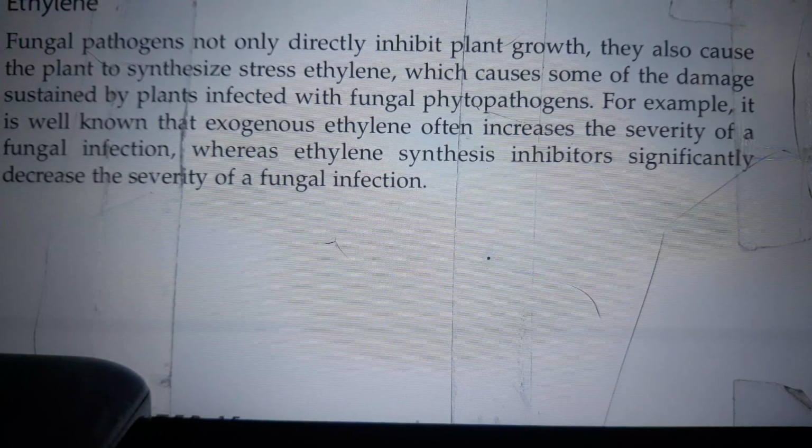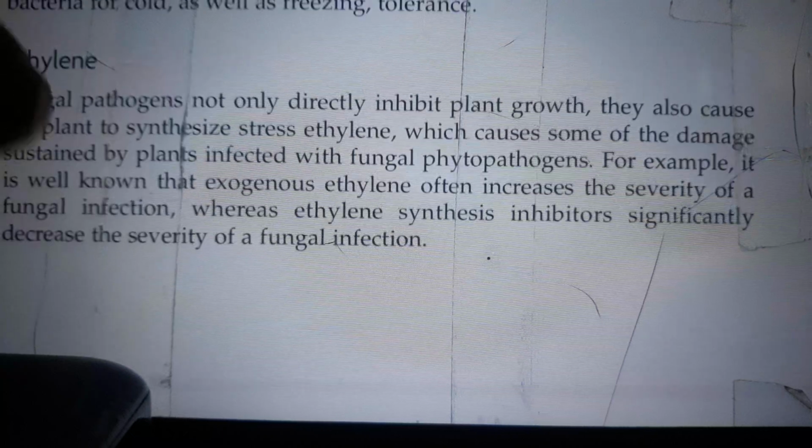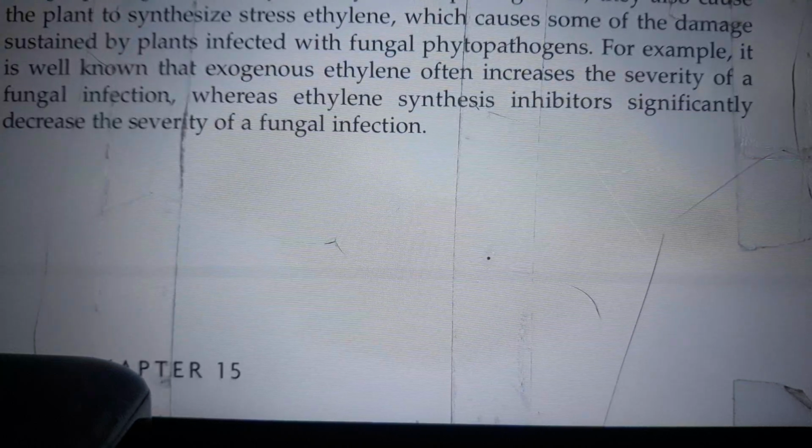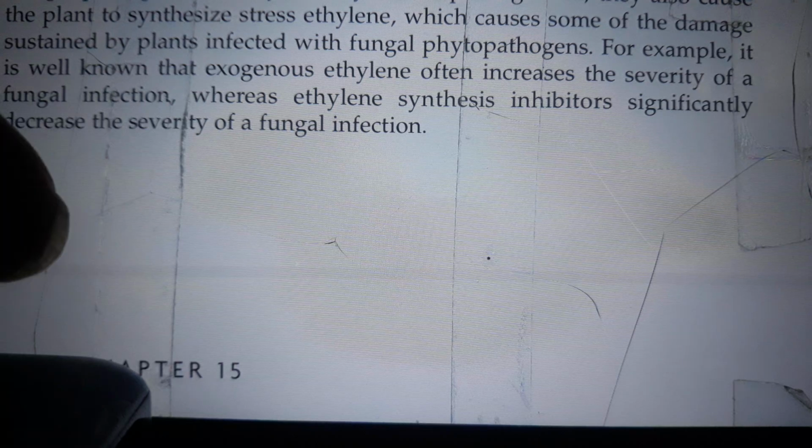Ethylene. Fungal pathogens not only directly inhibit plant growth, they also cause the plant to synthesize stress ethylene, which causes some of the damage sustained by plants infected with fungal pathogens. For example, it was well known that exogenous ethylene often increases the severity of a fungal infection, whereas ethylene synthesis inhibitors significantly decrease the severity of a fungal infection.